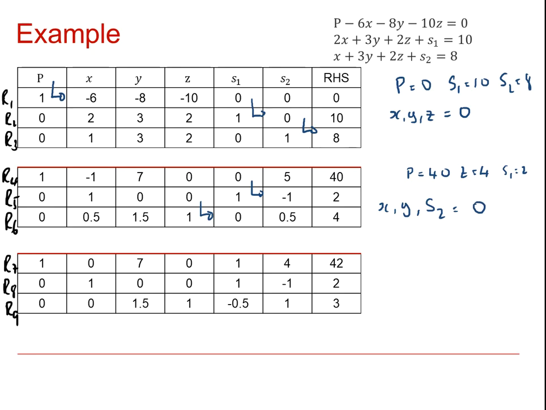After the final iteration, we see that P is now equal to 42. And we have x equal to 2, z equal to 3, and then y must be equal to 0, along with s1 and s2 are both equal to 0. So our optimal solution is that the maximum value of P will be 42 when x is equal to 2 and z is equal to 3.